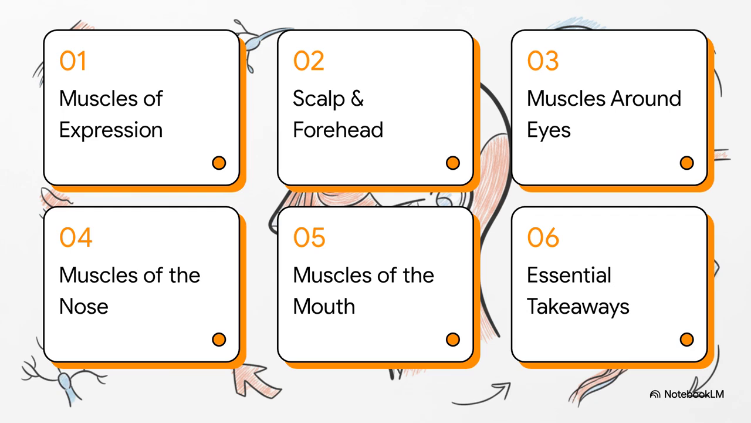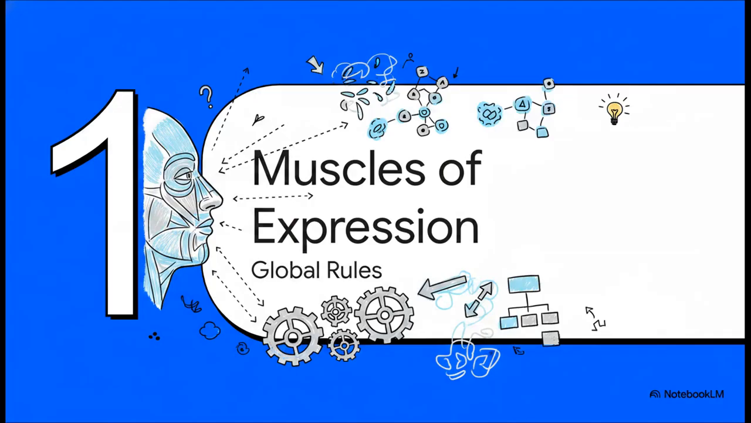So here's our top-down roadmap for today. We'll start with the general muscles of expression, move to the scalp and forehead, then the eyes, the nose, the mouth, and finally wrap it up with some essential anatomy takeaways. All right, let's dive right in. Section 1. The muscles of expression.